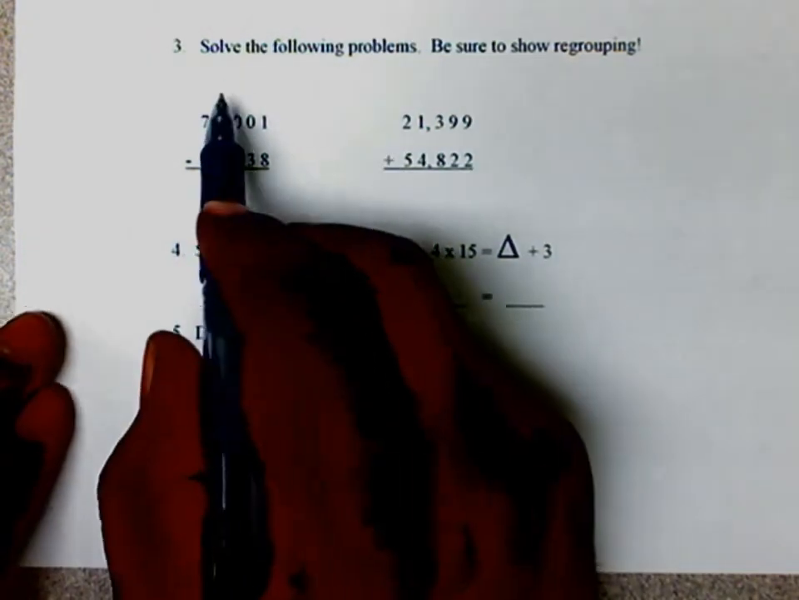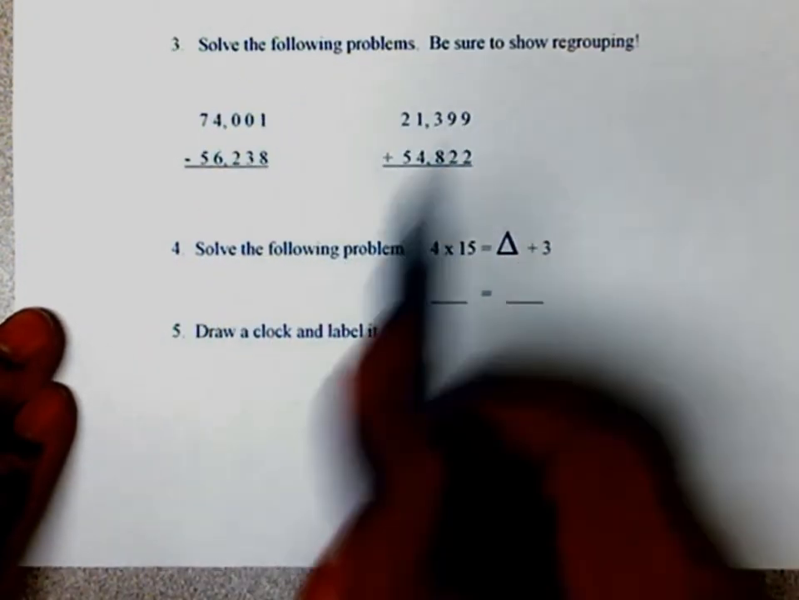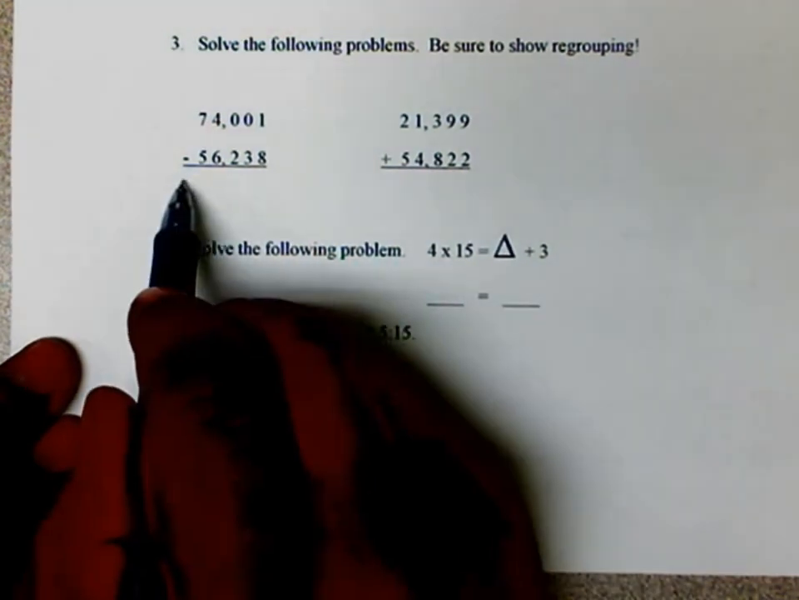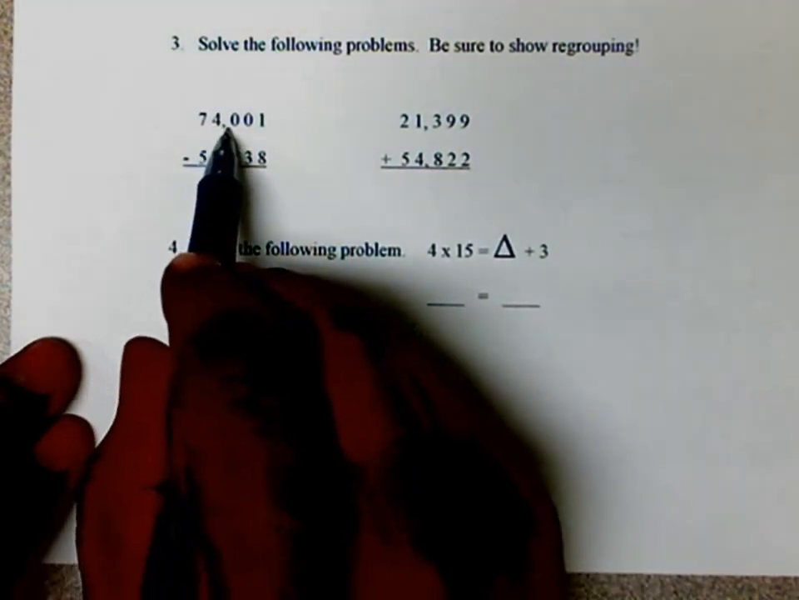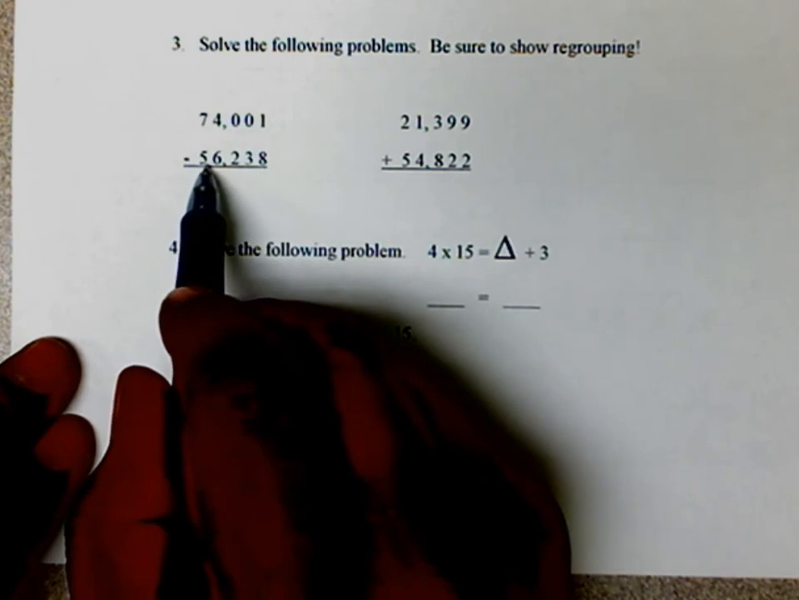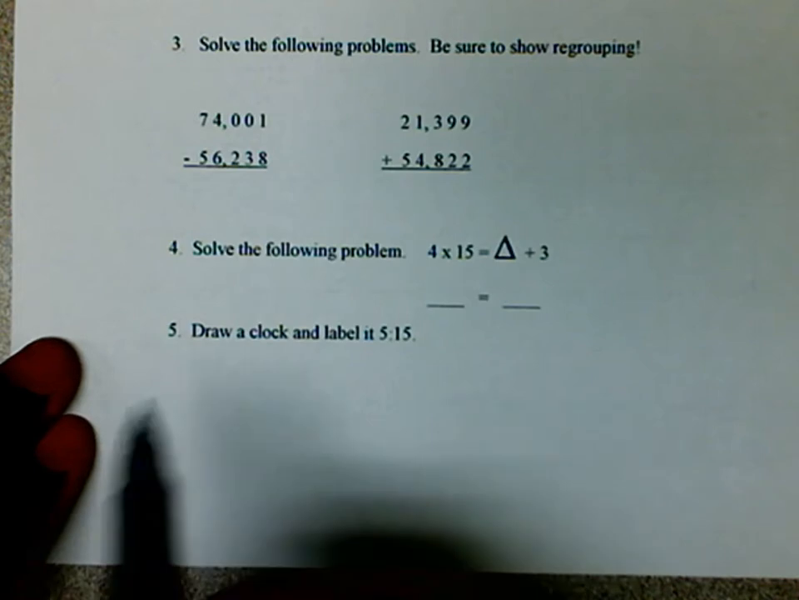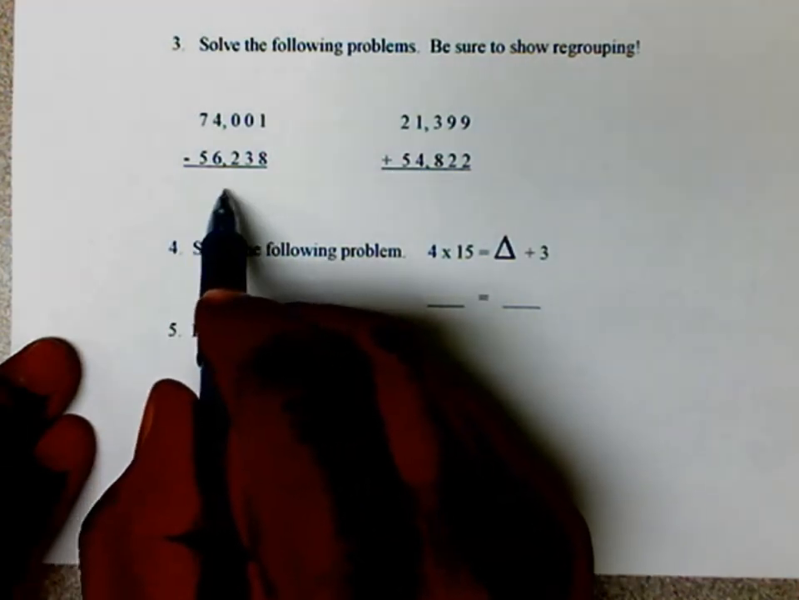The instructions are to solve the following problems and to be sure to show regrouping. And we have a subtraction problem here, which means 74,001 is a minuend. And the number we're taking from that, 56,238, is a subtrahend. And your answer is going to be called a difference.